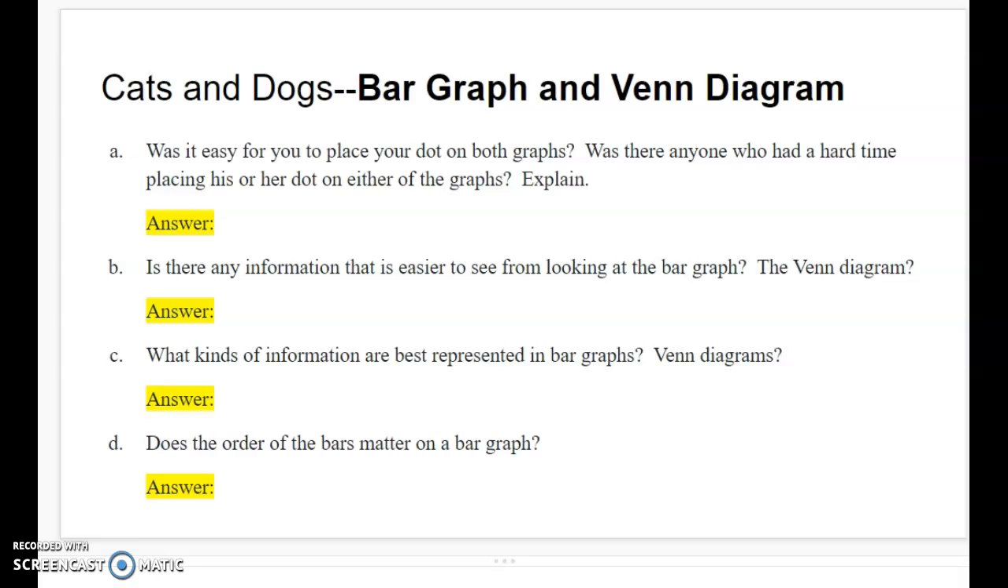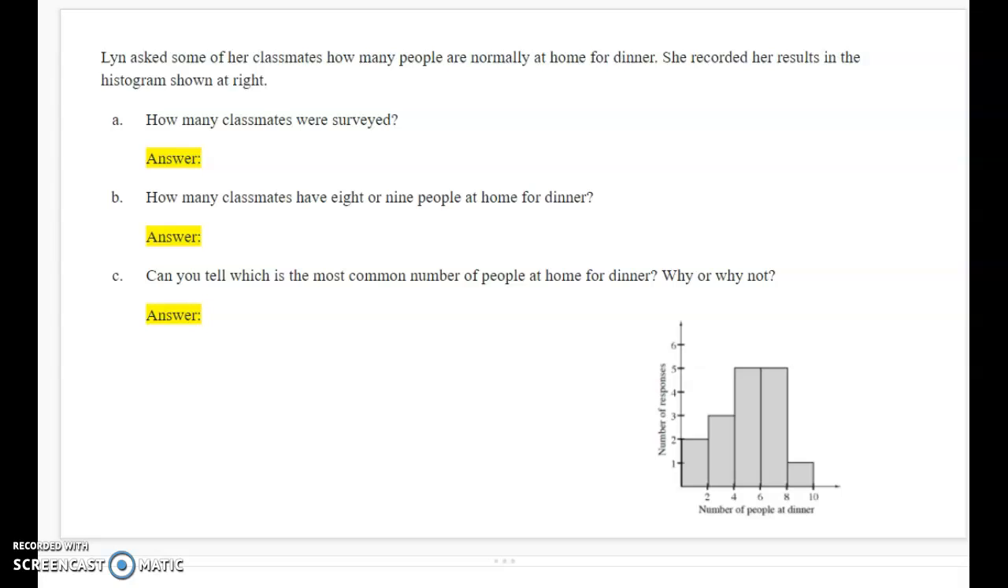Does that matter? And the last slide, Lynn asked some of her classmates how many people are normally at home for dinner. She recorded her results in the histogram shown at right. So we're going to look again at a histogram because this type of graph is the one that we're really trying to focus on this year. How many classmates were surveyed? That's where you'll count up each bar.